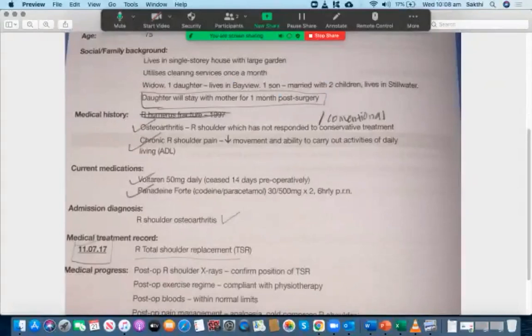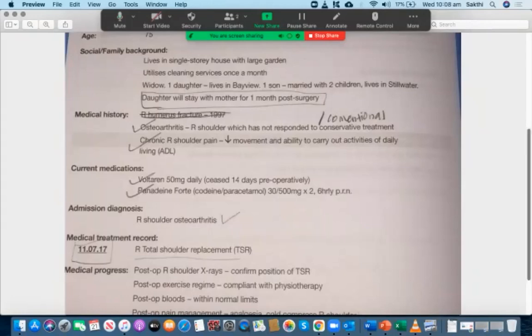So try to use maybe operation. I mean, try to use as many synonyms as possible. It is highly recommended to use synonyms for at least 60 to 70% of the words. Her daughter will live with her. You can say will live with her for one more month after the operation. So this is good.